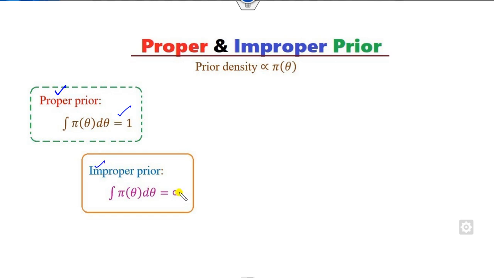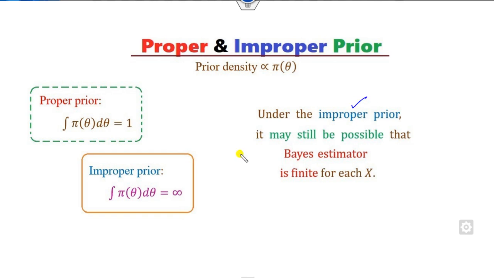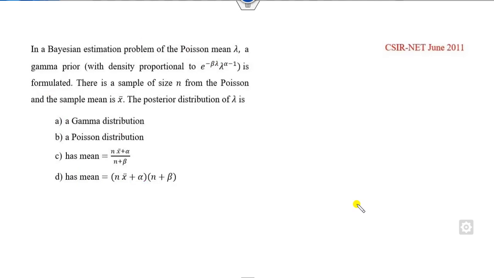It is improper when we call it infinity. Remember that when you have the improper prior, we may still get the Bayes estimate. We will see this in a couple of examples. So let's start with this beautiful shortcut twist.